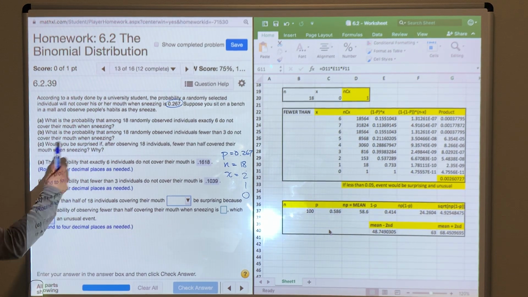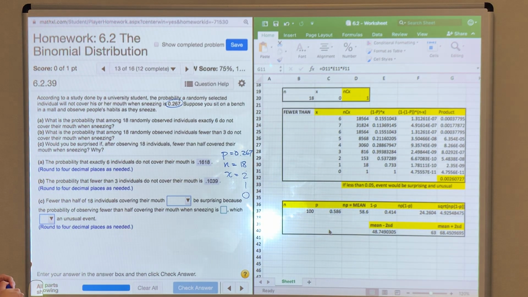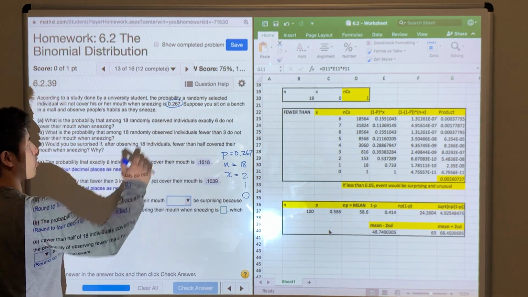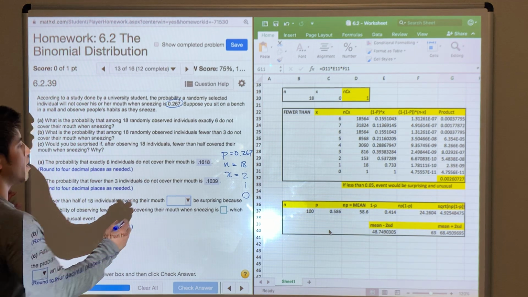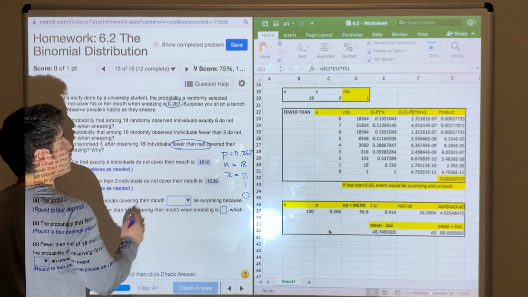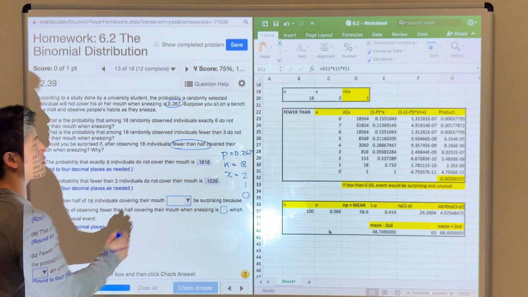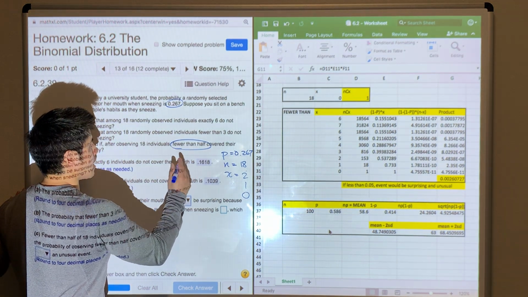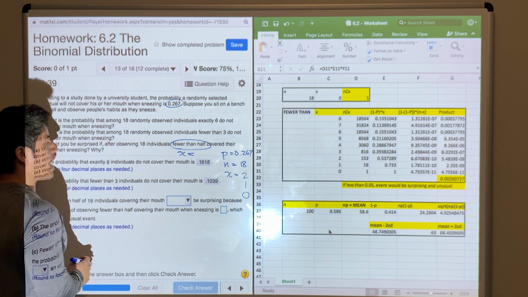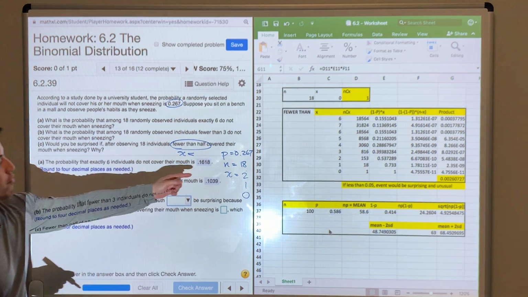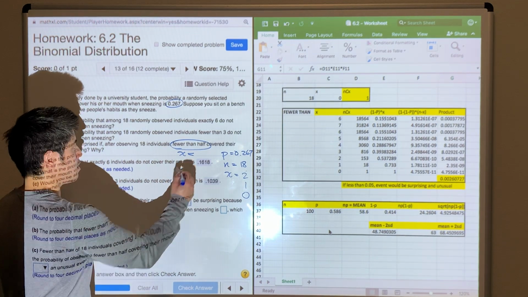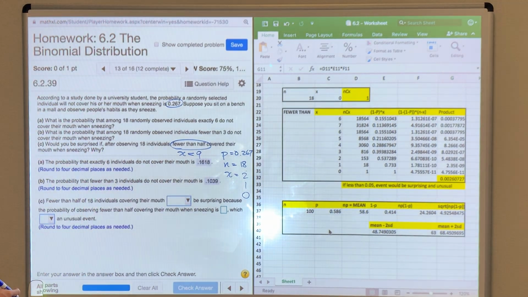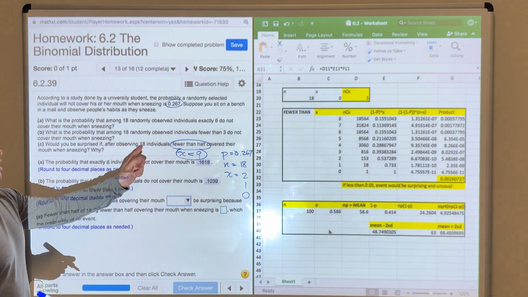Would you be surprised if after observing 18 individuals, okay, n is still 18, p is still 0.267, fewer than half covered their mouth when sneezing? Fewer than half. What does fewer than half mean? Well, we know that fewer than means less than. And then half is half of whatever you have here. What's half of your total number of people, your n? 9.